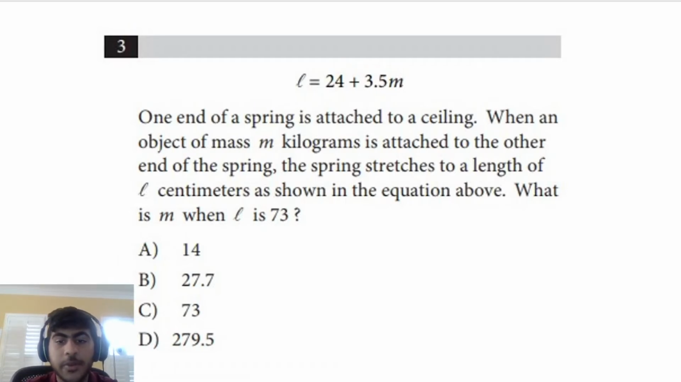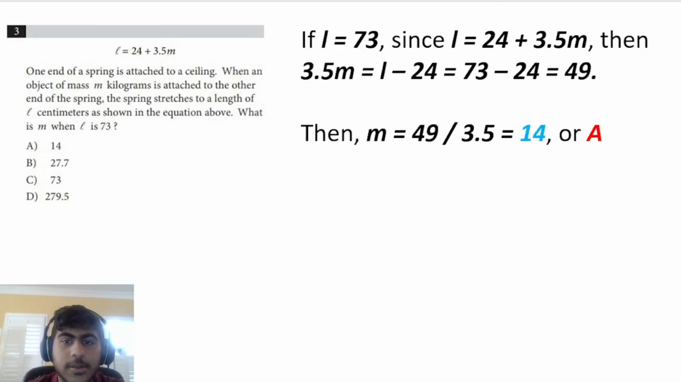L equals 24 plus 3.5 m. One end of a spring is attached to a ceiling, and when an object of mass m kilograms is attached to the other end, the spring stretches to a length of L centimeters as shown in the equation above. What is m when L is 73? Alright, let's see what we can do about this.